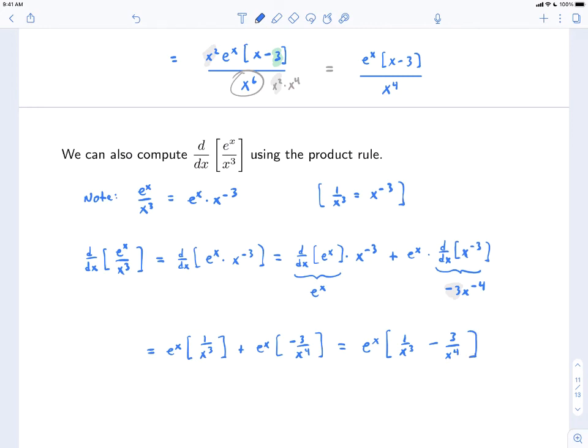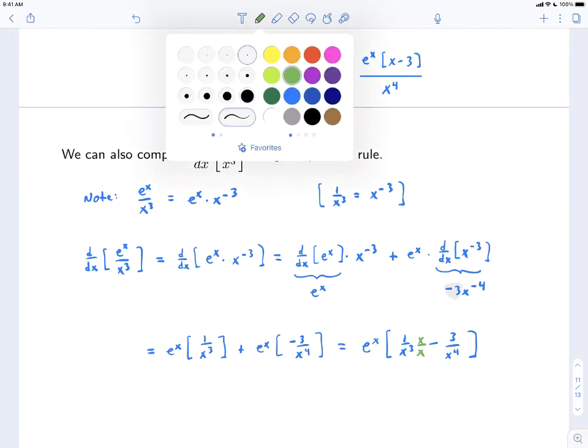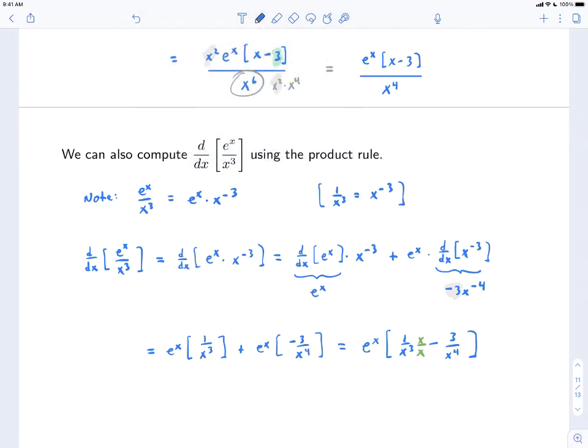Now we want to add these together, or rather subtract them, so we give them a common denominator, which in this case means multiplying by x over x on the first one. So then we'll have an x to the 4th in the denominator. And so this will give us e to the x times x minus 3 over x to the 4. And as you can see, e to the x times x minus 3 over x to the 4 is the same thing that we got before.